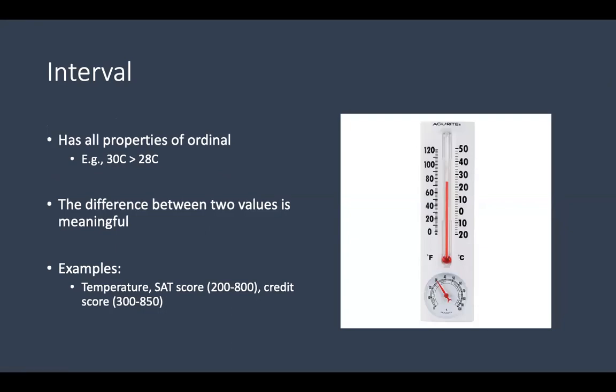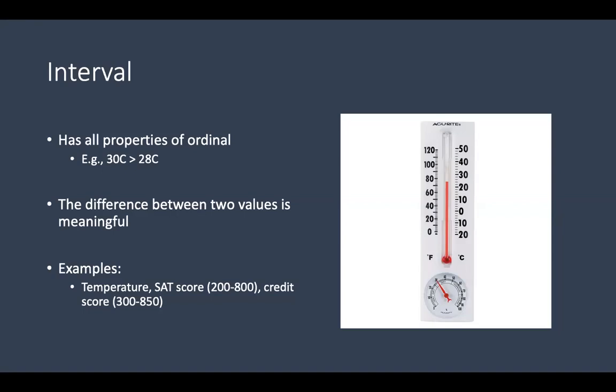So interval measures are, for example, temperature in Celsius or Fahrenheit. Both have the properties of ordinal scales, in that 30 degrees is higher than 28 degrees. But now the difference between two values also becomes meaningful. So you can say that the difference between 20 and 10 degrees is the same as the difference between 10 and 0 degrees. Okay. This again usually requires some kind of calibration of the scores from these measures to some kind of real world criteria in order to obtain that.